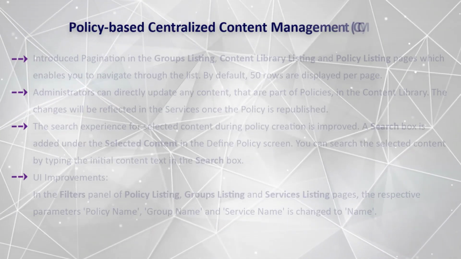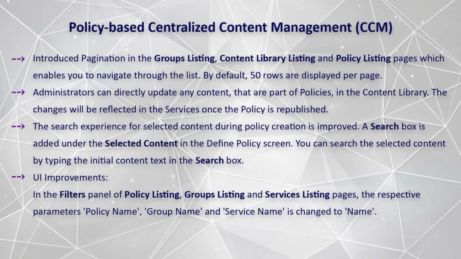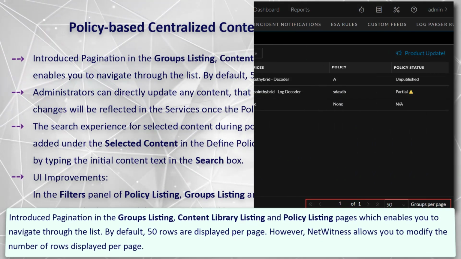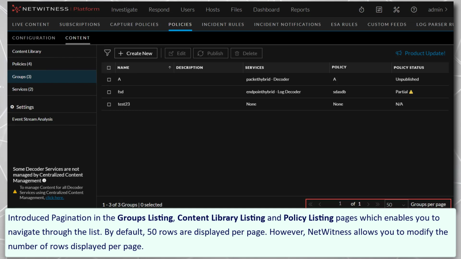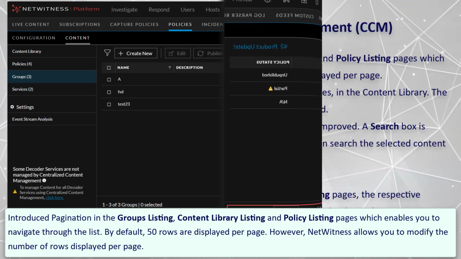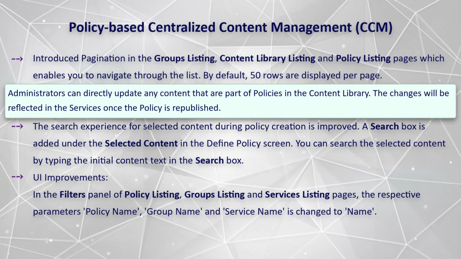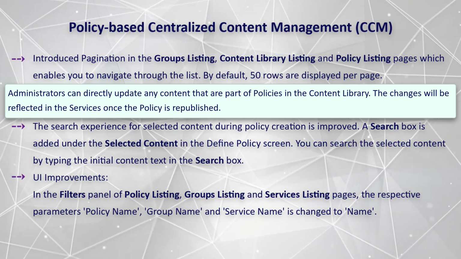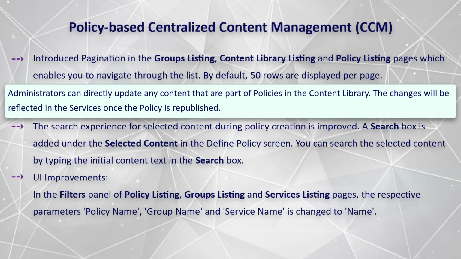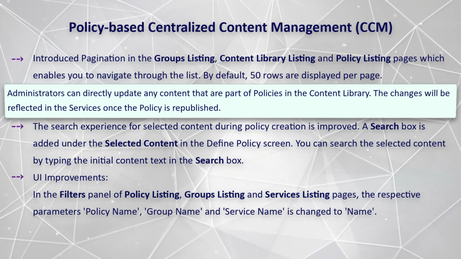Enhancements are made to policy-based centralized content management in this version. Introduced pagination in the groups listing, content library listing and policy listing pages, which enables you to navigate through the list. By default, 50 rows are displayed per page. However, NetWitness allows you to modify the number of rows displayed per page. Administrators can directly update any content that is part of policies in the content library. The changes will be reflected in the services once the policy is republished.